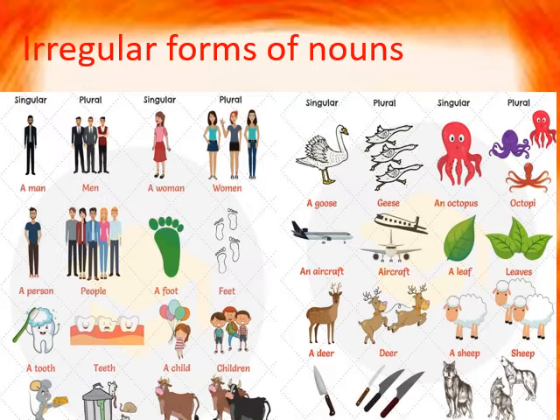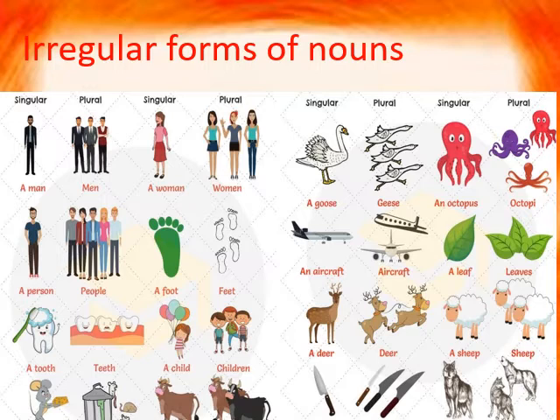A woman. W-O-M-A-N, woman. If there are many, we call them women. W-O-M-E-N, women. Below, a person. If there is only one, you call it a person. If there are many, we call them people. Here, 5 people are standing there. So we call them people.